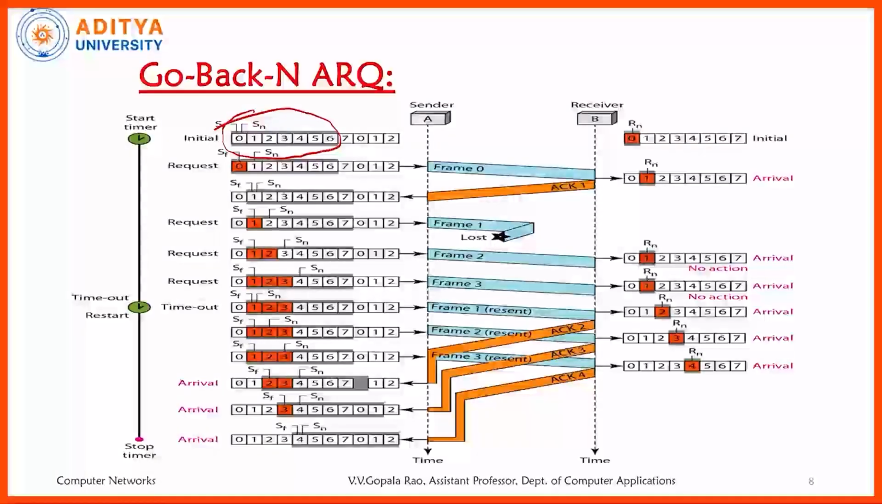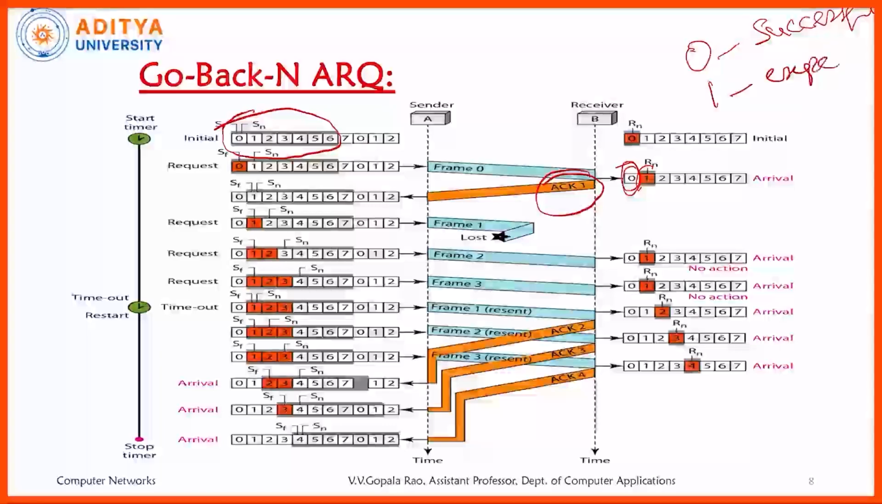That means because 0 was received successfully by the receiver, ACK1 means frame 0 is successful and frame number 1 is expected. That means frame number 1 onwards, it is expecting the set of frames which fit in the sliding window. That many frames are expected by the receiver. So that is the meaning of ACK1 here.